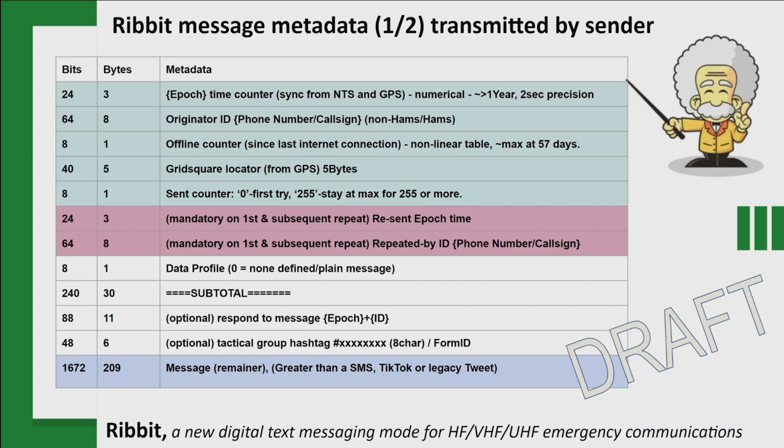Then you're going to have an offline counter, 1 to 2 days. I mean, it's non-linear, so it starts by counting the minutes and then the hours, and then it progressively rolls into days. After 57 days, it just maxes out at 57. It just means you've been offline for a very long time. There's no need to go beyond that.